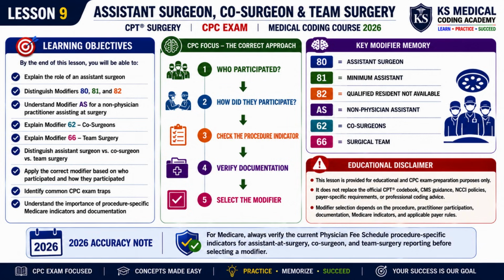Remember the key modifier sequence. 80 equals assistant surgeon. 81 equals minimum assistant. 82 equals qualified resident not available. AS equals non-physician assistant. 62 equals co-surgeons. 66 equals surgical team.